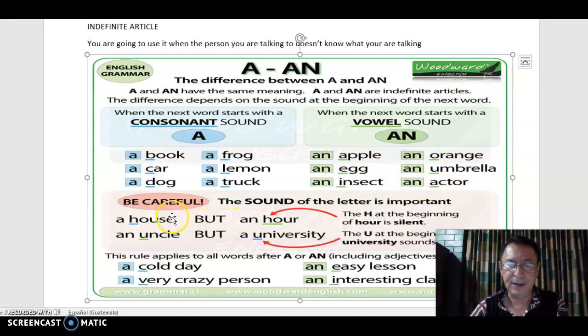Okay, but you have to be very careful because here the sound of the letter is important. For example, you can say a house, so you're going to use a because of the sound, house, but an hour. Here, the H is silent. You see, so you pronounce hour. Then we have an uncle, but a university is different because here it is not a vowel sound. It is a consonant sound because you pronounce this, you.